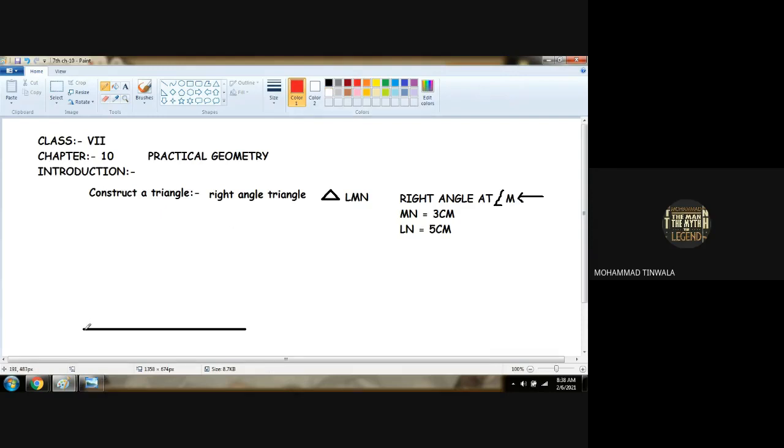M N, these 2 points from 0 centimeter to 3 centimeter. So this distance is of 3 centimeter. Okay, now what we have to do, we have to construct 90 degree. So for this we will start at point M, open rounder and pencil with a random measurement.